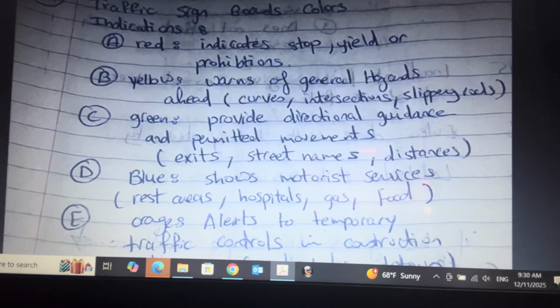Traffic signboard colors and what they indicate. The red color indicates stop, yield, or prohibitions. While the yellow color, if you find a signboard with a yellow background, it warns of general hazards ahead, like curves, intersections, or slippery roads. Green provides directional guidance and permitted movements, like exits, street names, and distances.